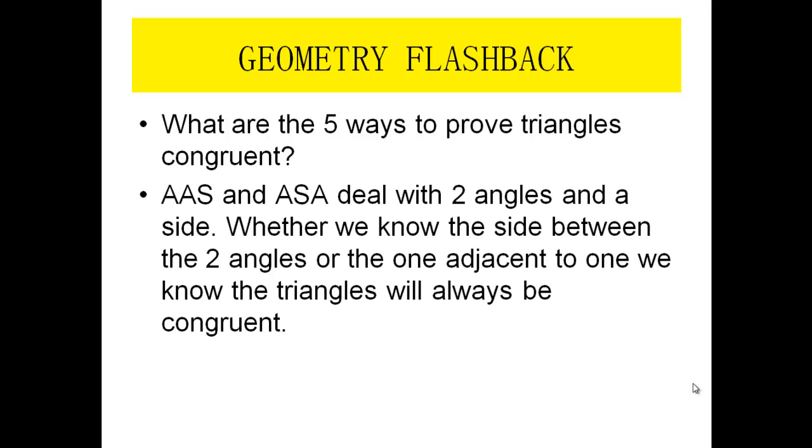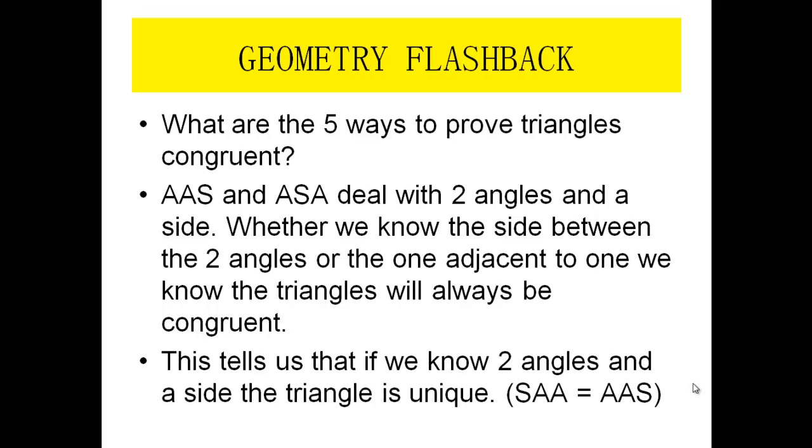When we look at problems like angle, angle, side, and angle, side, angle, these are all triangles that are dealing with 2 angles and a side. Now, whether we know the side between the 2 angles or the one that's adjacent to it, that tells us whether the triangles are going to be congruent. So this basically tells us that if we know 2 angles and a side, then the triangle has to be unique. And if you think about it, it makes sense. If I know 2 angles, there's only got to be one other possibility for the 3rd angle. So regardless of which side I know, it's got to be a unique triangle.